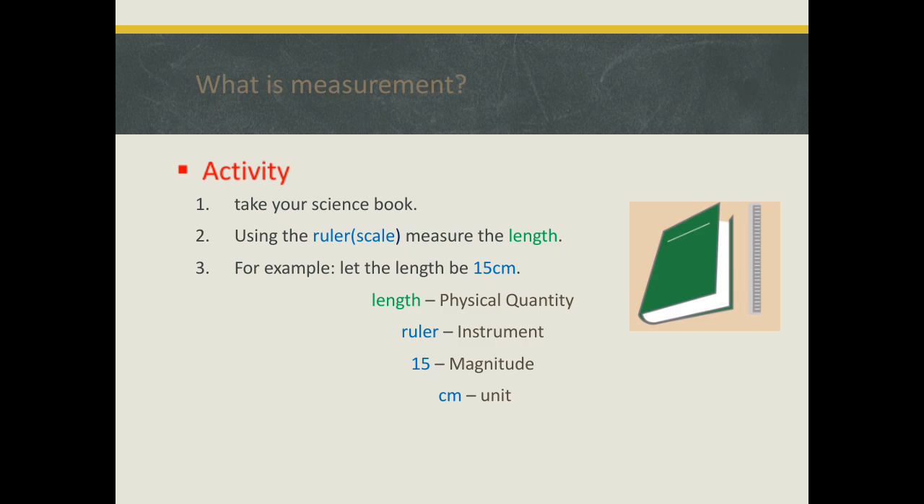So length is the physical quantity, the ruler is the instrument used for measuring the physical quantity, 15 is the magnitude of the measured physical quantity, and centimeter is the unit of that measurement. The whole process which we carried out now is called measurement. I hope you understood what measurement is and the important points of this activity.